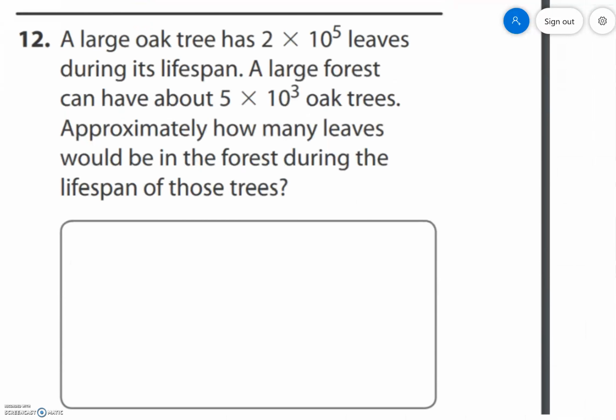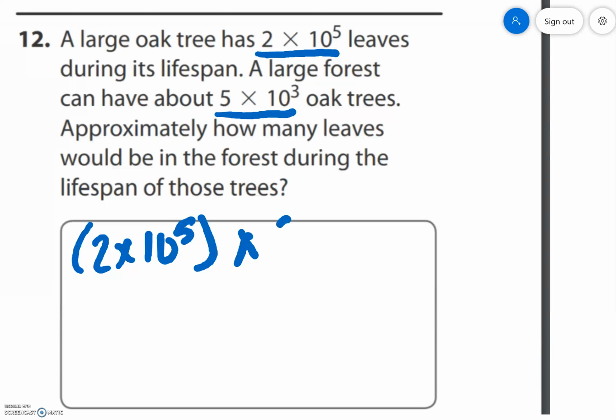Number 12. A large oak tree has 2 times 10 to the 5th leaves during its lifespan. A large forest can have about 5 times 10 to the 3rd oak trees. Approximately how many leaves would be in the forest during the lifespan of these trees? So this is one tree, and this is how many trees we have total in the forest. So in order to find out how many leaves there are going to be, we are going to multiply 2 times 10 to the 5th times 5 times 10 to the 3rd.